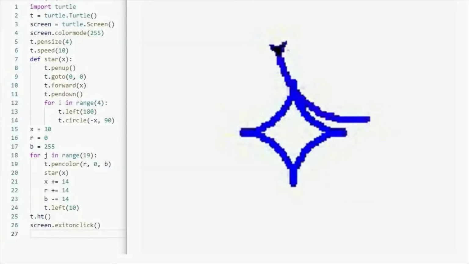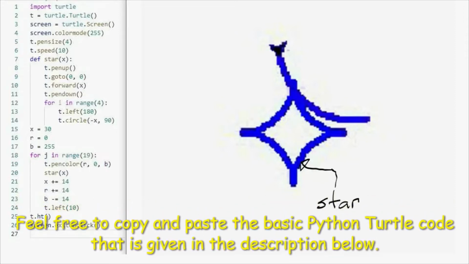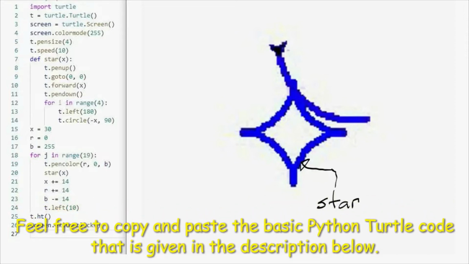The evolving star in this case is this one here. Okay, this is the star. Actually, the star started as small, but this is an enlarged version of the star so that you can see the steps to draw the first and smallest star.